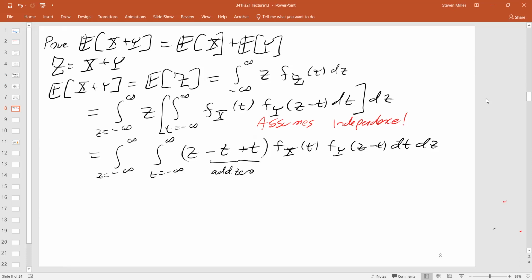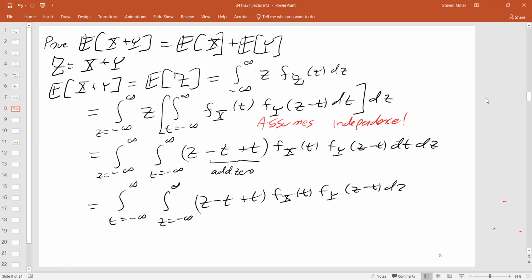And now we don't have that many techniques for multivariable calculus. We have change of variables, and we have change the order of integration. So we could do the z integration first. So this is the same as the integral, t goes from minus infinity to infinity. And first I'm going to use linearity, I'm going to break up the integral. So I'll do z goes from minus infinity to infinity, z minus t plus t, fx of t fy of z minus t dz dt.